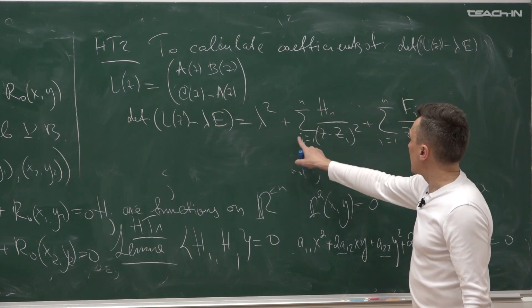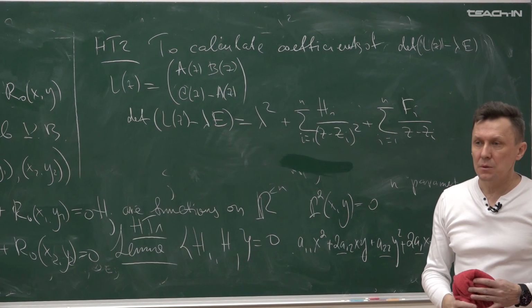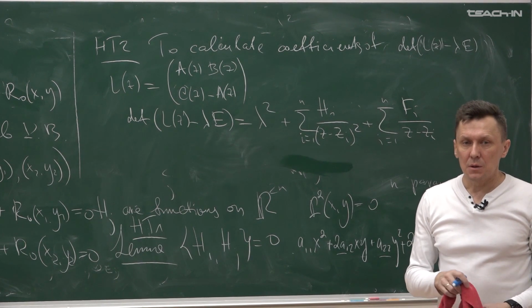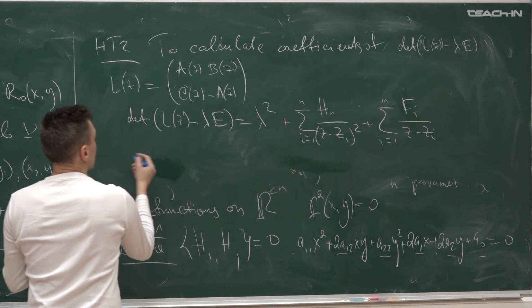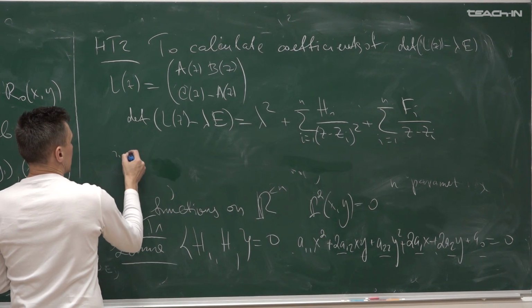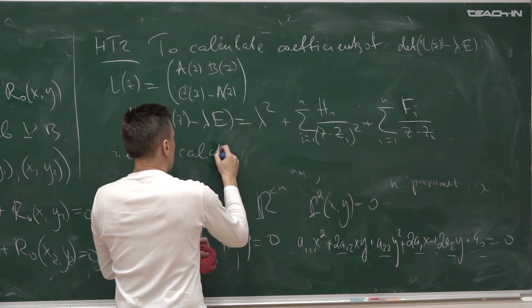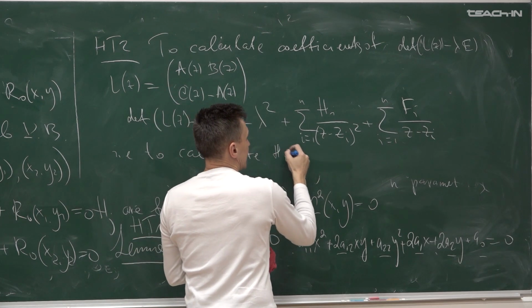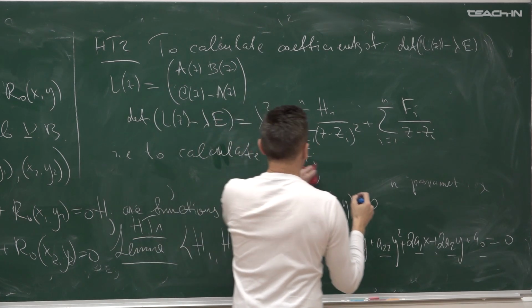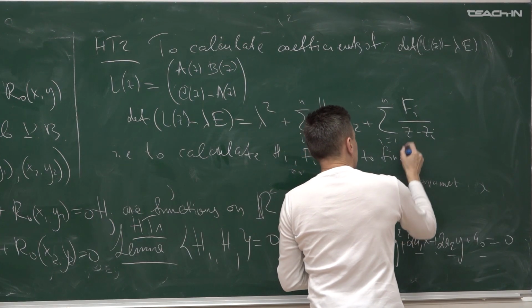So here h_i and f_i are the bases. Our theorem says that all coefficients commute. Okay? So the question is to calculate explicitly h_i and f_i, and to find the Casimir functions.